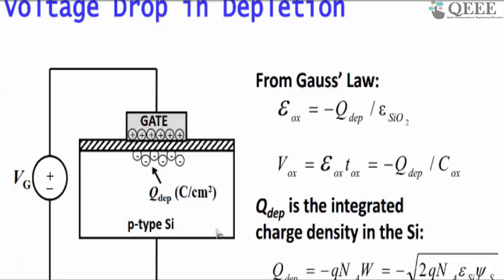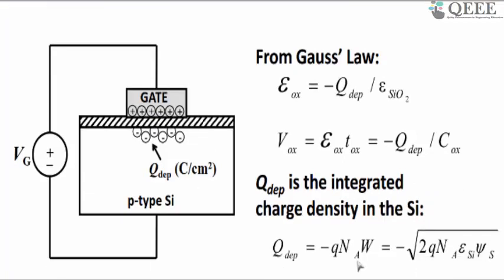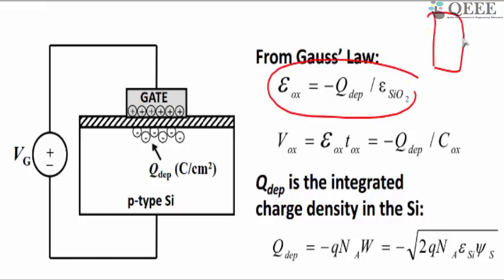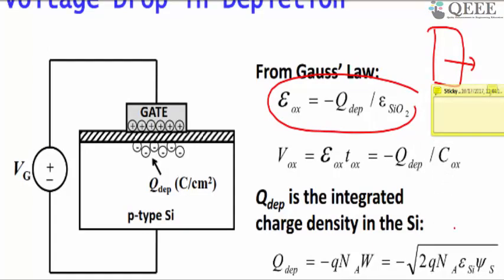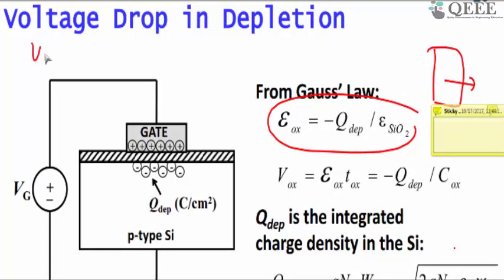If you want to calculate the voltage drop, this is also similar. From Gauss's law, you can always write epsilon. If you have any Gauss volume here, whatever the electric field is related to the charge Q. Our goal is to find the relationship. We saw that Vg is equal to Vox plus psi s plus VFB. We know VFB, and we found a way to find psi s. Now the question is, how do you find Vox?